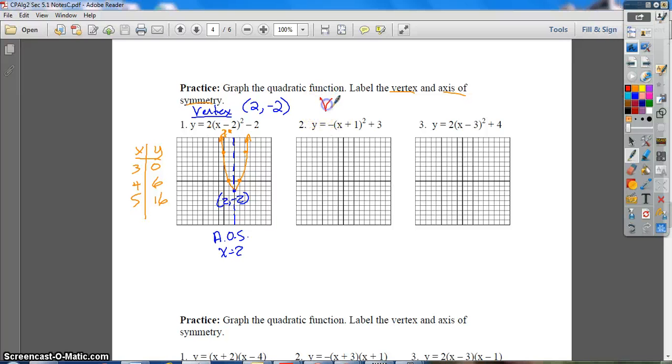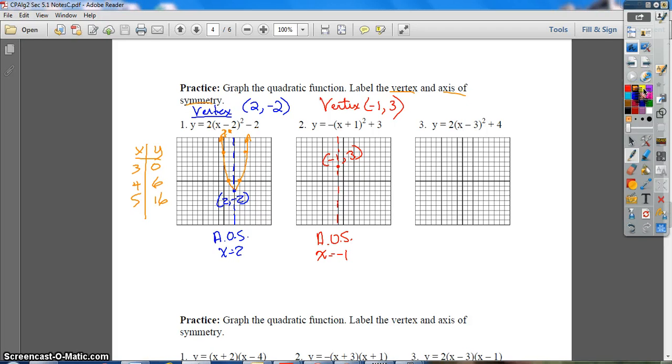Again, solve for the vertex first. Opposite of this guy is negative 1. Keep this guy the same. So your vertex is at negative 1, up 3. This one's opening down because a is negative. Axis of symmetry is straight through this guy. So my AOS, axis of symmetry, is x equals negative 1.